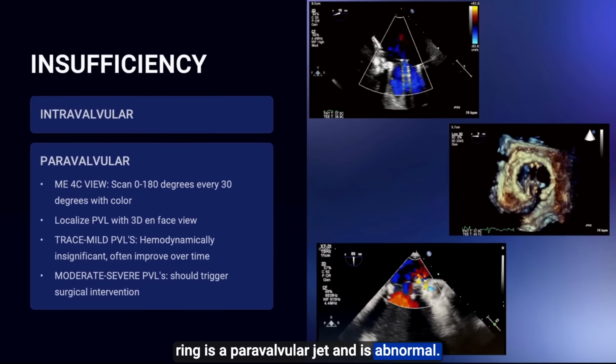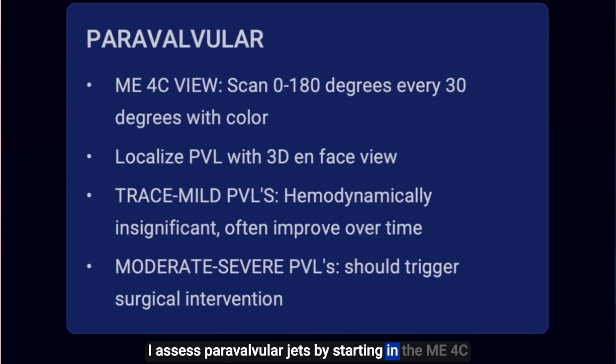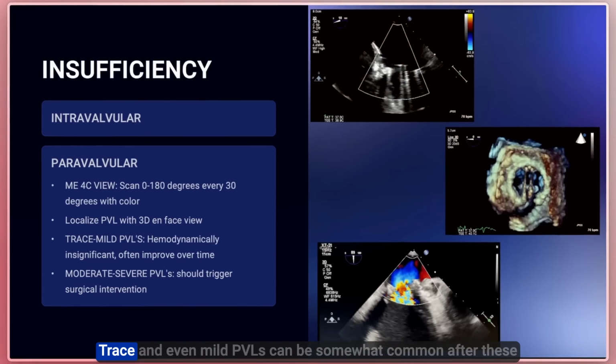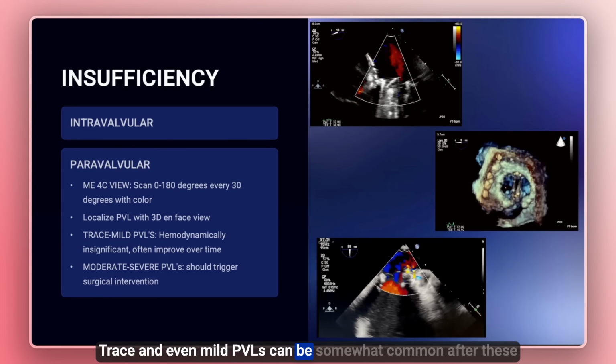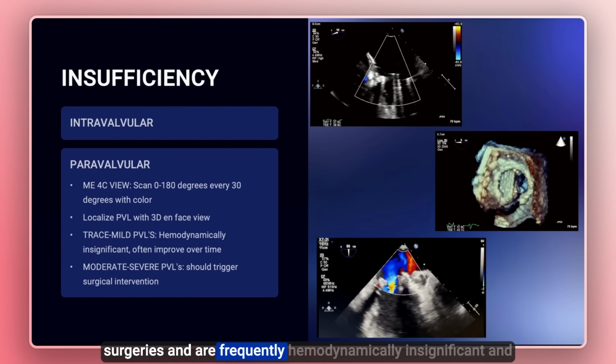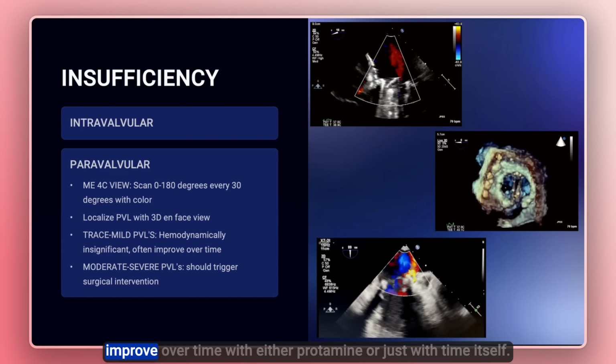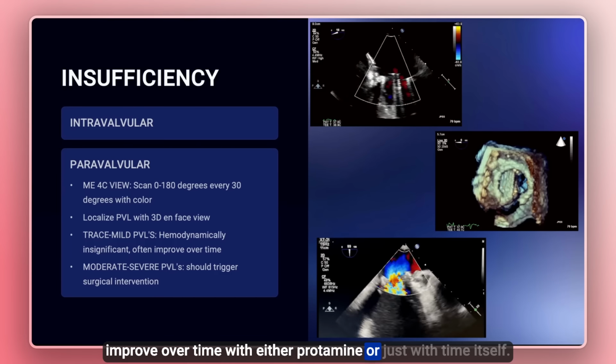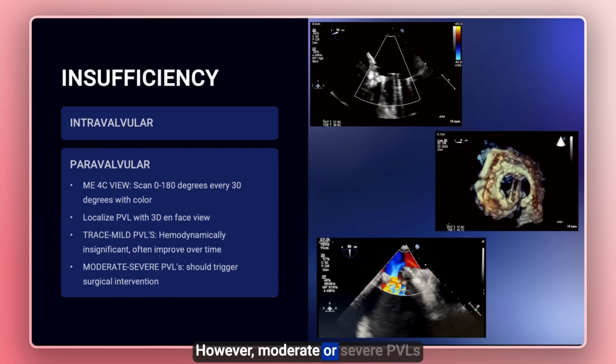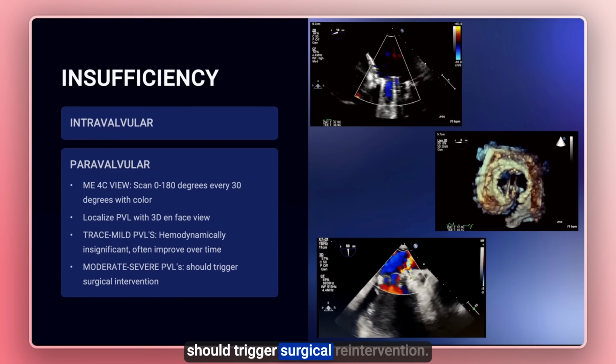I assess paravalvular jets by starting in the mid-esophageal four-chamber view and scanning from 0 degrees to 180 degrees, stopping every 30 degrees with color Doppler. You can sometimes even localize these paravalvular leaks with a 3D en-face view, and that can help inform the surgeon exactly where that paravalvular leak would be located. Trace and even mild PVLs can be somewhat common after these surgeries and are frequently hemodynamically insignificant and improve over time with either protamine or just with time itself. However, moderate or severe PVLs should trigger surgical reintervention.